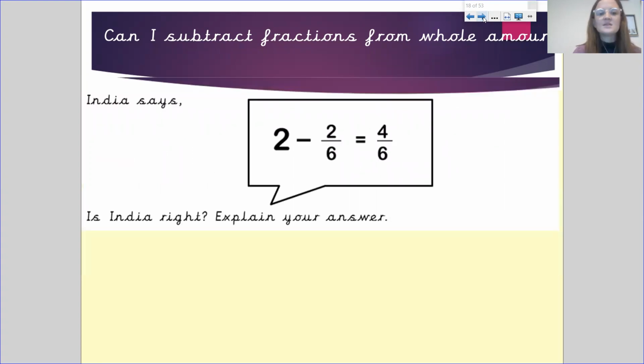Next one says, India says 2 minus 2/6 equals 4/6. Is she correct? And explain your answer. Remembering what I said about 1 whole being 6/6. So what would 2 wholes be?